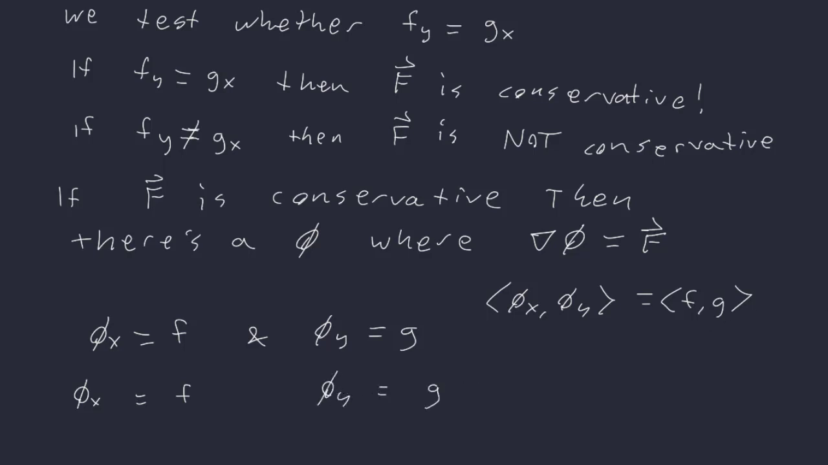Okay, we're starting here, and then if I have that phi sub x is equal to f, I take the y derivative of both sides. And here, if I have that phi sub y is equal to g, I take the x derivative of both sides. The reason that we're doing this is because this tells us that phi sub xy is equal to f sub y, and phi sub yx is equal to g sub x.